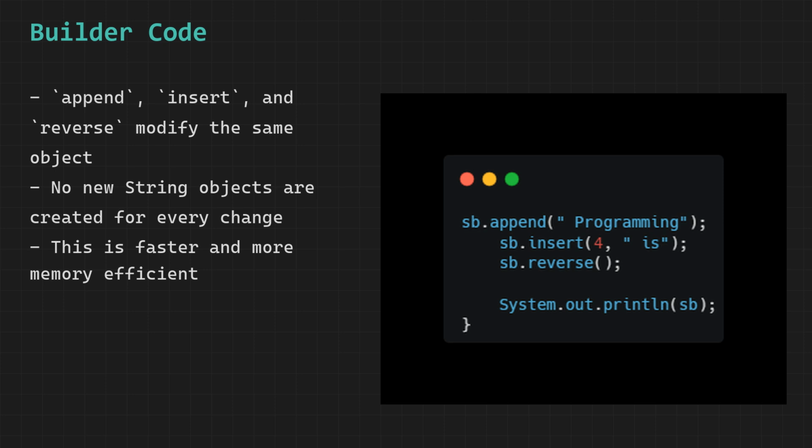The key thing to notice in this entire example is that we performed 4 different operations on sb, and throughout all of them we were working with the exact same object in memory. If we had used a regular string instead of StringBuilder, each of these operations would have created a brand new string object and abandoned the previous one. With StringBuilder, all changes happen on the same object, which makes it significantly faster and much more memory efficient when you are doing heavy text manipulation.